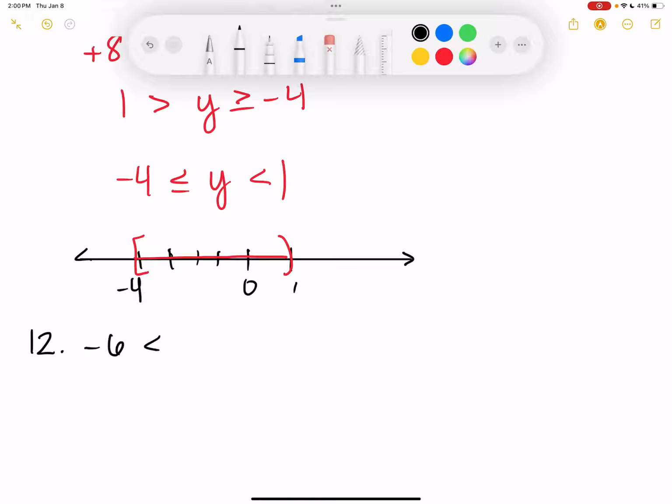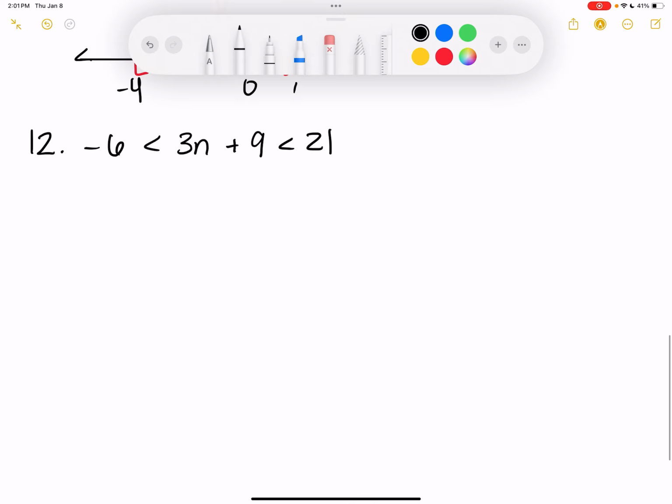Number 12: -6 is less than 3n plus 9 is less than 21. All right, so what I do to one side or the middle, I have to do to everything. And so I'm subtracting 9 from each piece. So I've got -15 is less than 3n is less than 12.